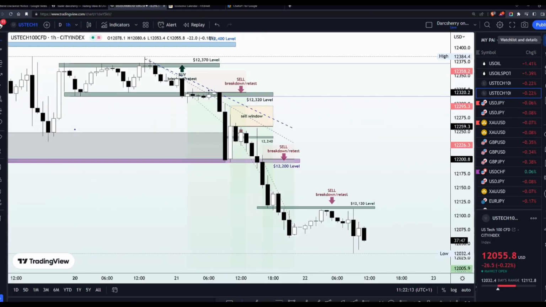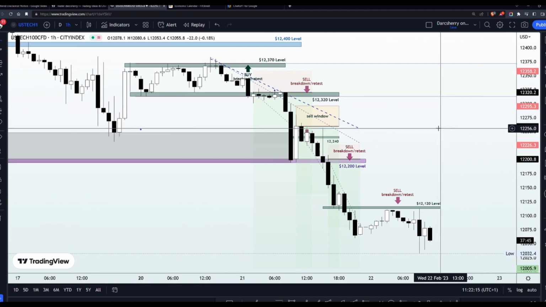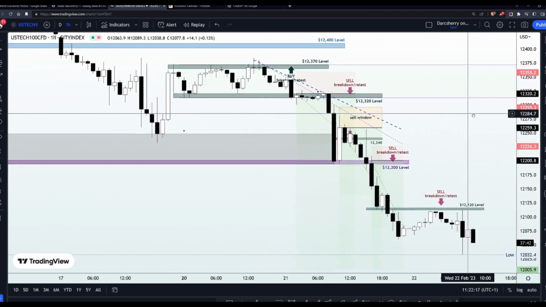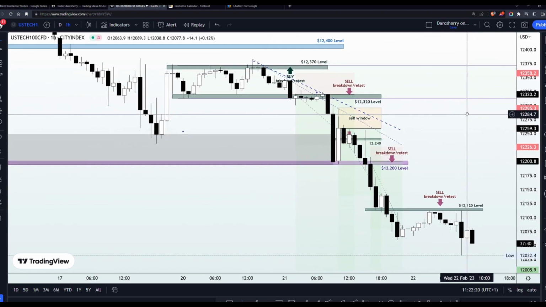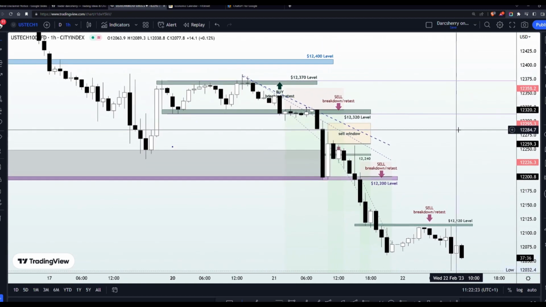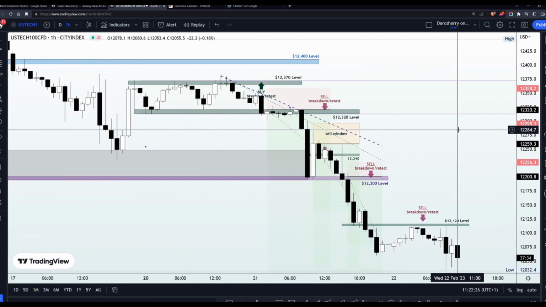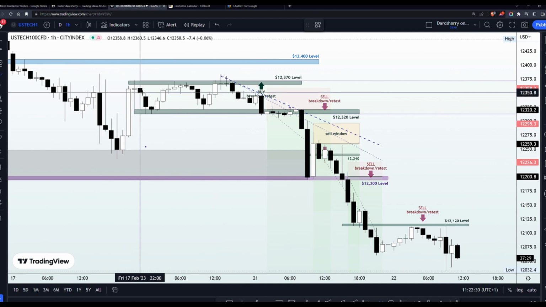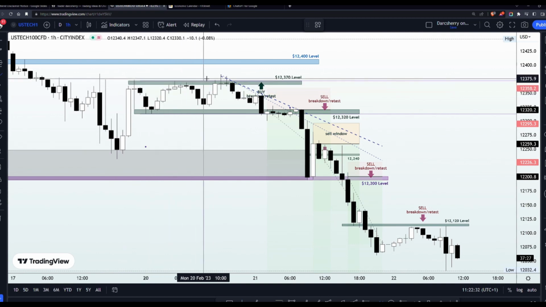the USTECH, which is the most profitable trade for us in the last 24 hours, in the last 48 hours in this market. Now look at what we have here on the USTECH 1 hour time frame. At the beginning of the week, we initially cited a channel between the 12,370 level.